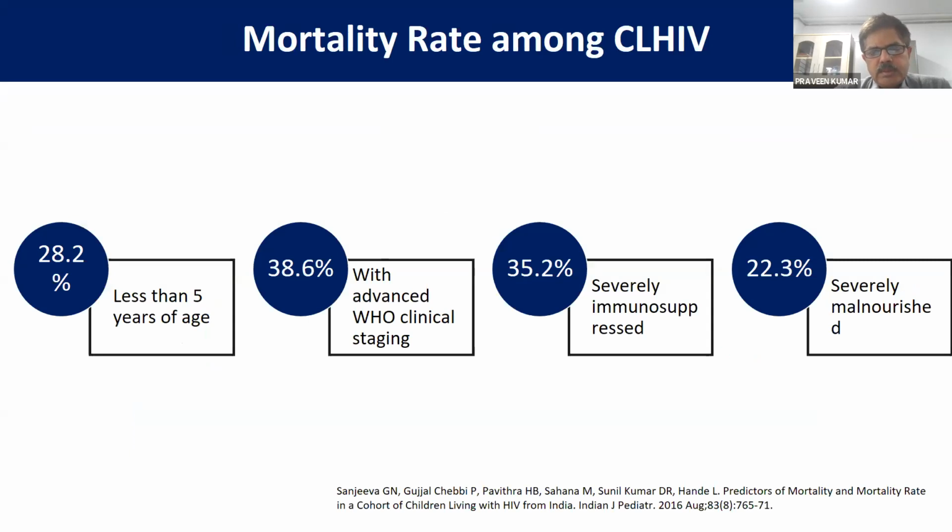So this is based on one of the studies published in the Indian Journal of Pediatrics in 2016. And as you can see here, there are certain conditions where we have very high mortality. And one of them is less than 5 years of age. As you can see here, 28.2% mortality was reported in this age group. If we take into account all children with advanced WHO clinical staging, then this was 38.6%. Severely immune suppressed, then 35.2%, and severely malnourished, 22.3%.